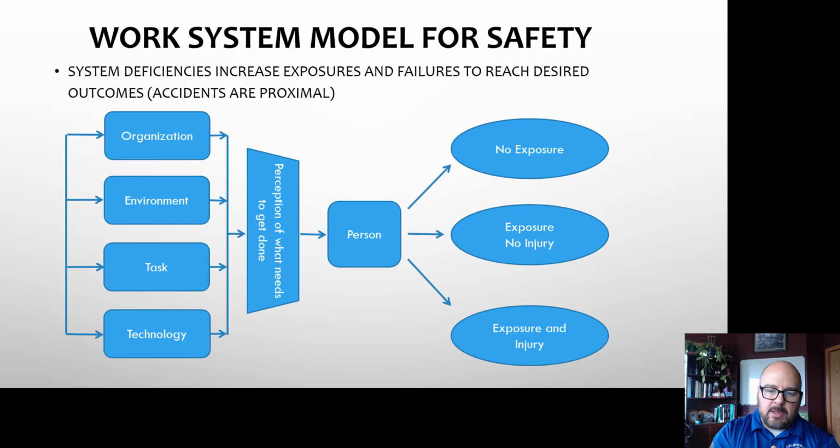So if we can get the worker, the person who was either exposed and not injured or exposed and injured, to share with us what their perception of what needs to get done is, then we can track back to the conditions that allowed that perception to dominate or persuade the worker to get into the situation where they got exposed, whatever hurt them.